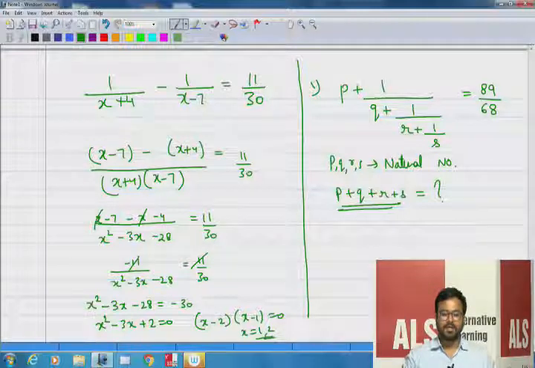So let us take a break of 10 minutes, and in the break time you can try this one. After the break we will solve this question. So a quick break of 10 minutes, right? Okay.